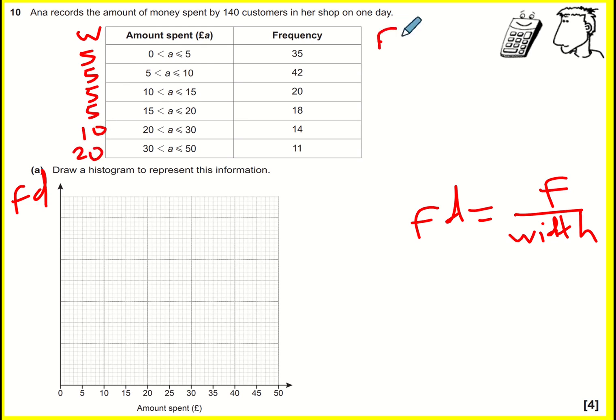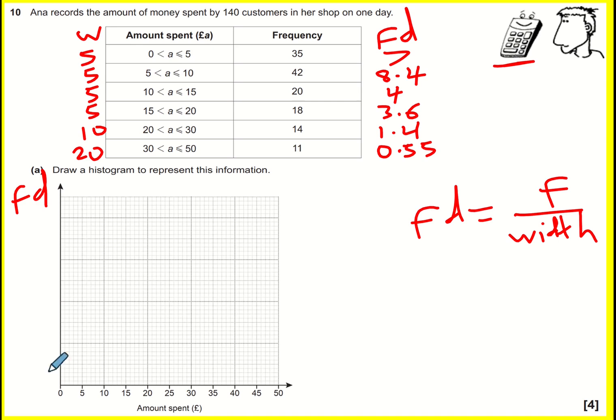So now if I want the frequency density, I need to do 35 divided by 5, 42 divided by 5, 20 divided by 5, 18 divided by 5, 14 divided by 10, and 11 divided by 20. Okay, we can use the calculator for that if needed. All right, and now I'm going to plot these onto my graph.